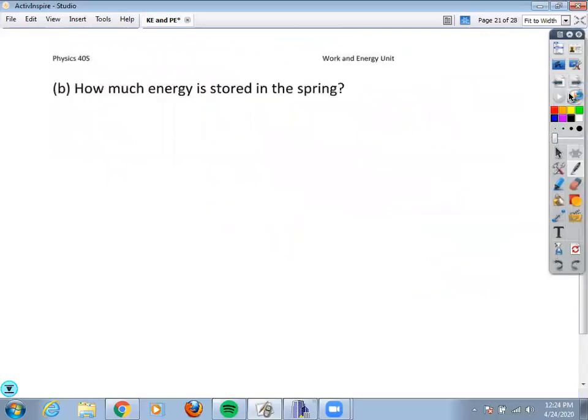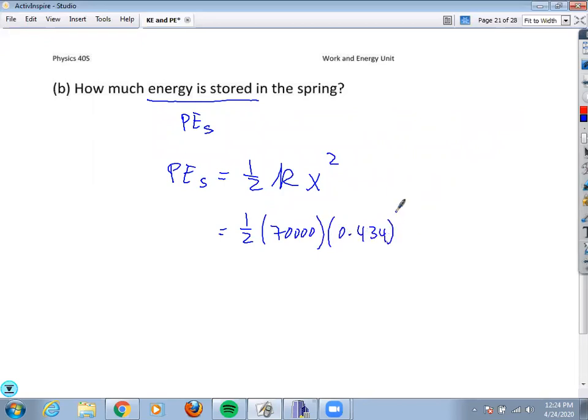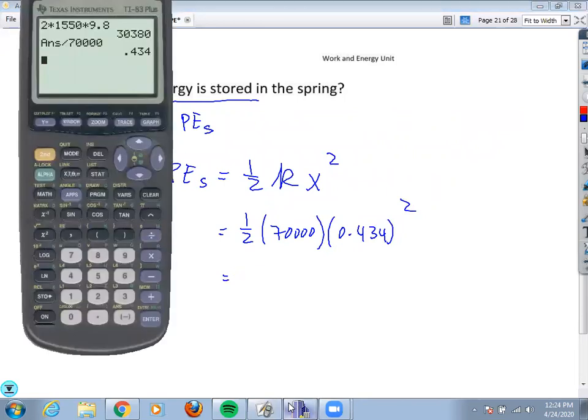How much energy is stored in the spring? That is the elastic potential energy. So the elastic potential energy is equal to 1/2 times kx squared. We know k, and we just calculated x. You can try solving on your own. And it goes like this: 1/2 times 70,000 times 0.434 squared. Pretty straightforward calculation, but we can get the amount of energy that's stored.